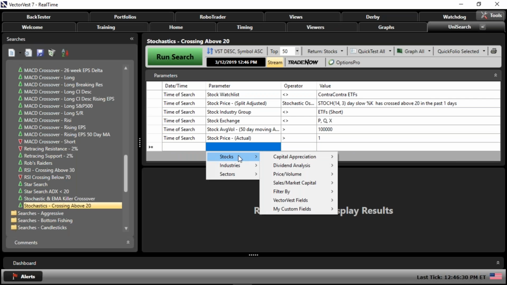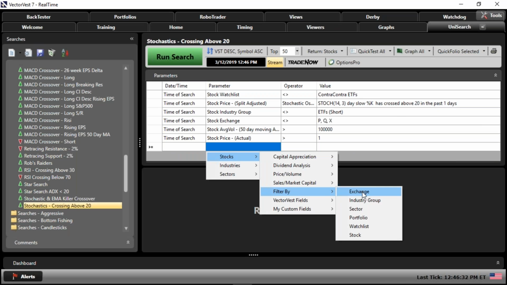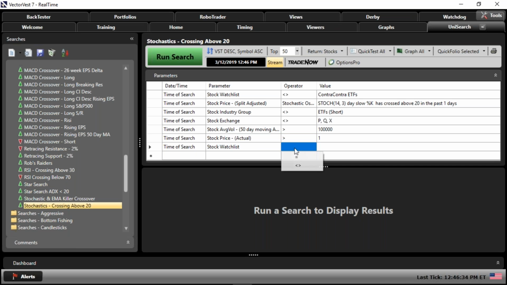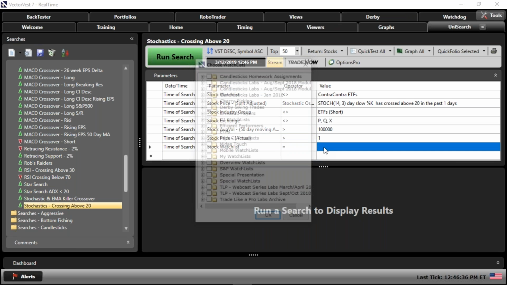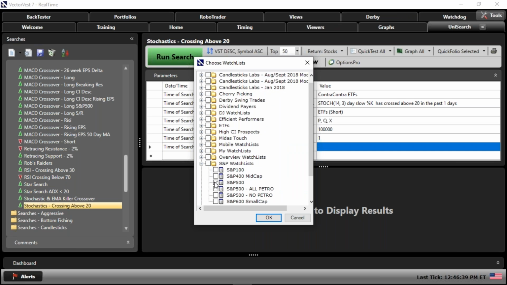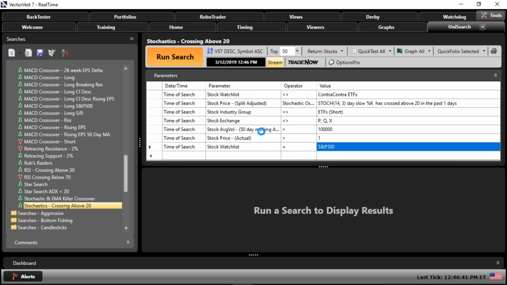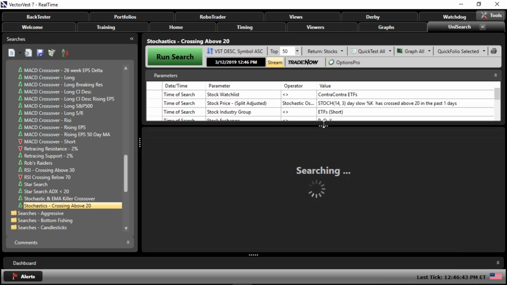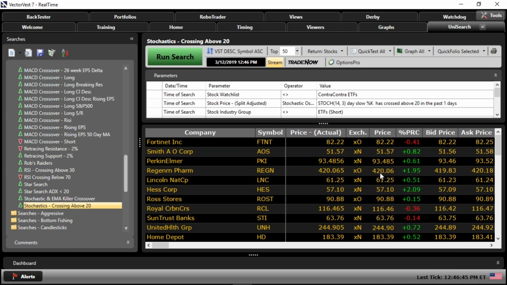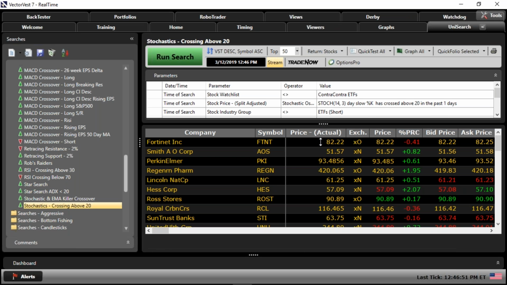So I'm going to just quickly, and this is all doable. Don't worry about the keystrokes here, guys. I'm just going to show you that I'm going to use that S&P 500 watch list. Okay? And I'm going to run the search. Watch how easy this is. Watch how fast this is. There you go. Right now, as of 12:46, here are all the stocks in the S&P 500.